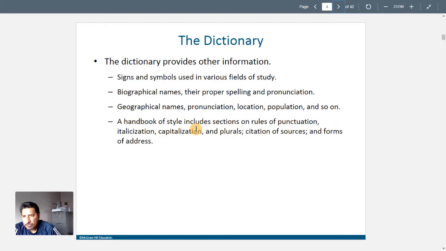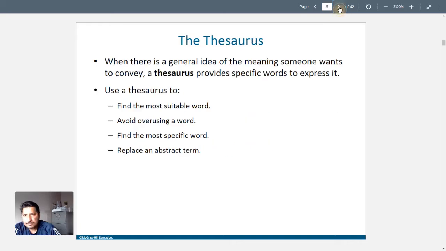A handbook of style includes sections on rules of punctuation, italics, capitalization, plurals, citation of sources, and form of address. Now, thesaurus: when there is a general idea of the meaning someone wants to convey, a thesaurus provides specific words to express it. When to use a thesaurus: to find the most suitable word, avoid overusing a word, and find the most specific word or replace an abstract term.